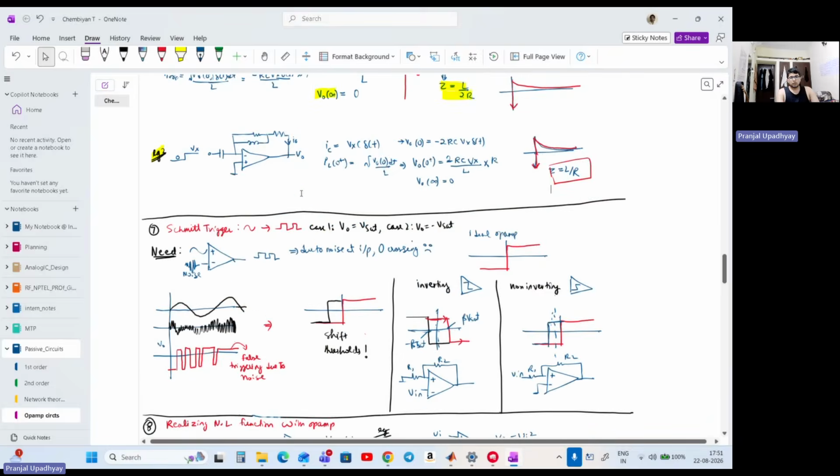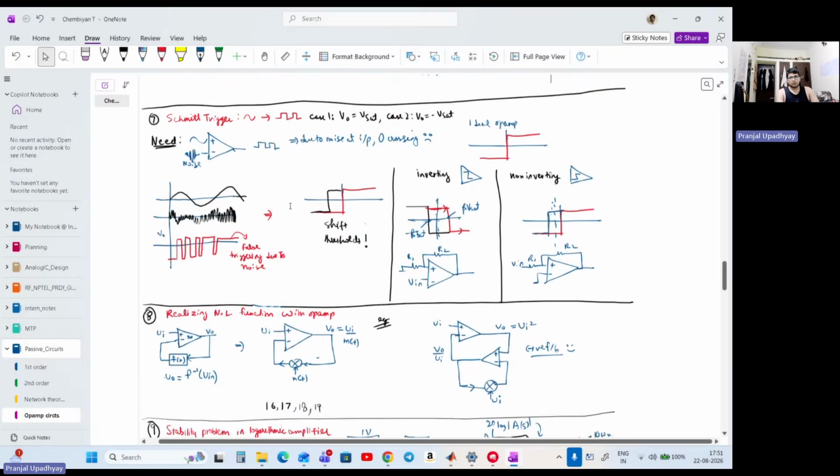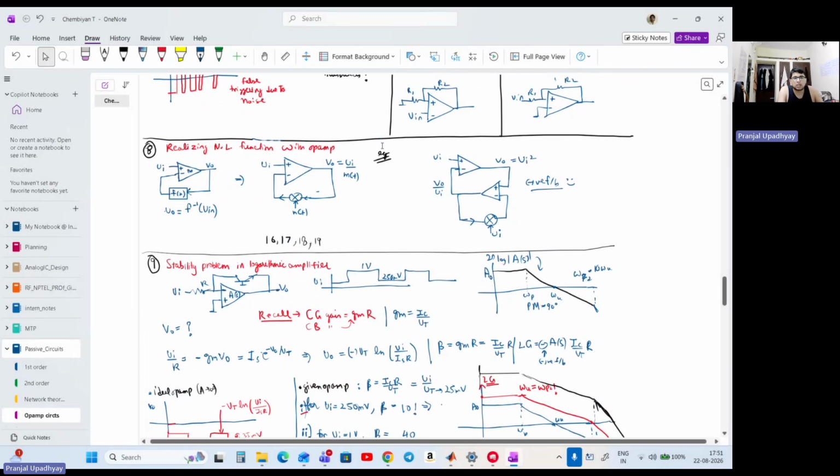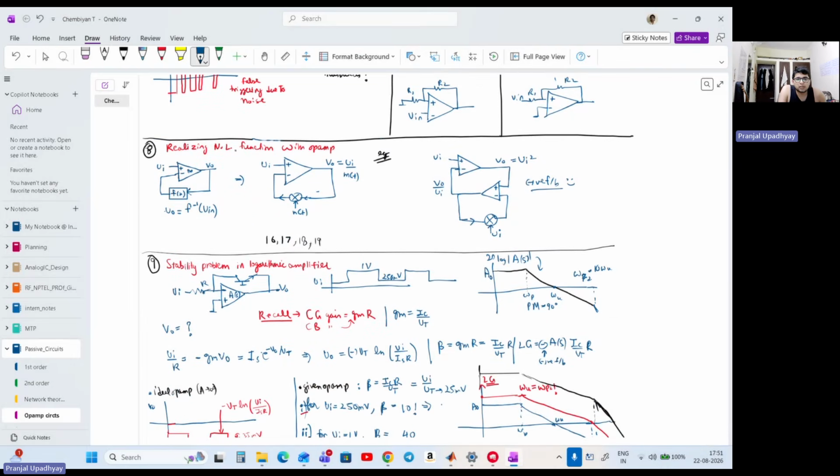Now, before going into positive feedback, Schmitt trigger, astable multivibrator and maybe oscillators, I just want to discuss some other concepts. For example, realizing a non-linear function with an op-amp. The basic idea is that a non-linear function means V out depends on Vi in a polynomial expansion form, right? It does not only depend upon the linear term, but it also depends upon square, cube, and so on.